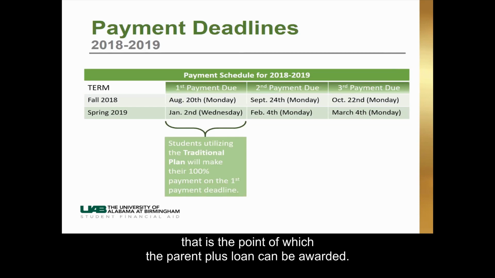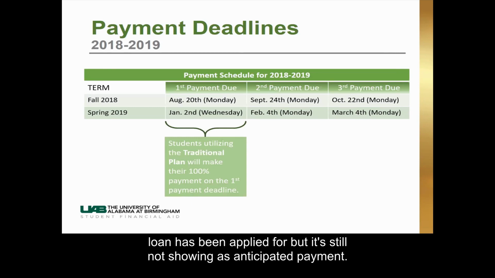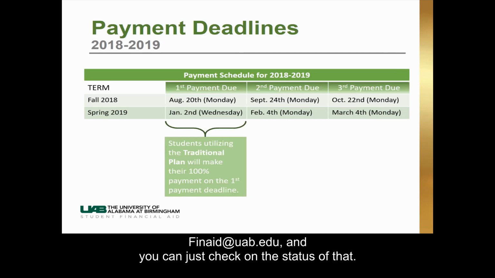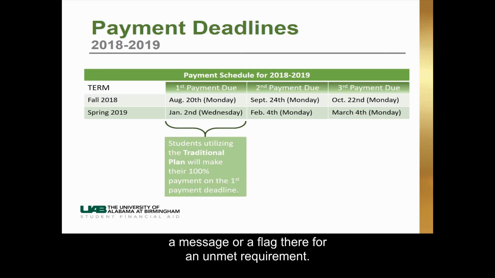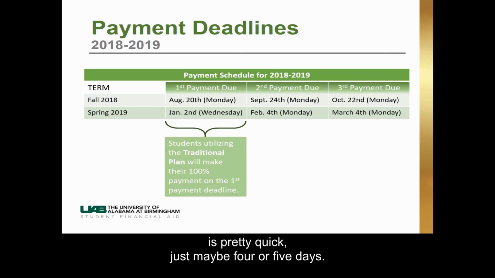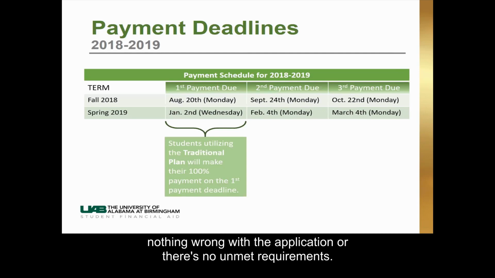So if your FAFSA has been applied for and the school's received it, and your Parent Plus loan has been applied for, but it's still not showing as anticipated payment, that might need to be a point at which you contact the office, finaid@uab.edu, and you can just check on the status of that. You might also want to check your BlazerNet account because there might be a message or a flag there for an unmet requirement. Because as I mentioned earlier, the turnaround time, if everything is in order, is pretty quick, just maybe 4 or 5 days. So if it's been longer than that, then you may want to check and make sure there's nothing wrong with the application or there's no unmet requirements.